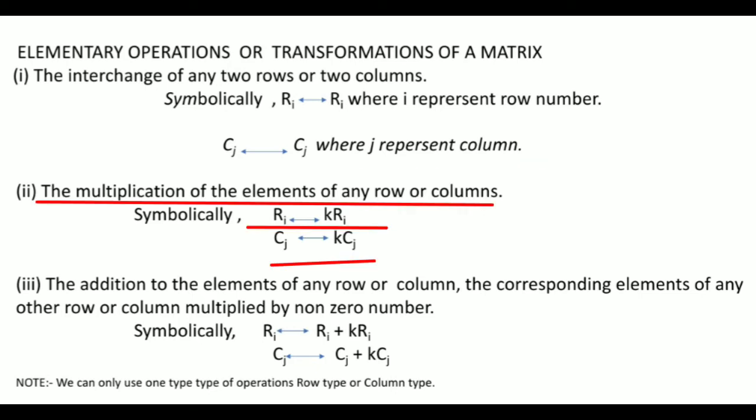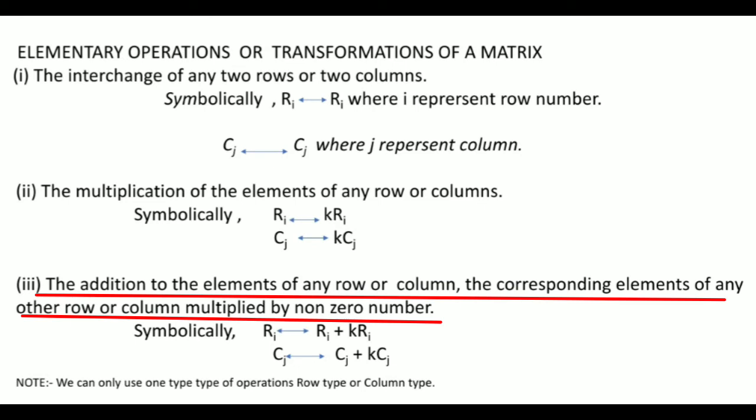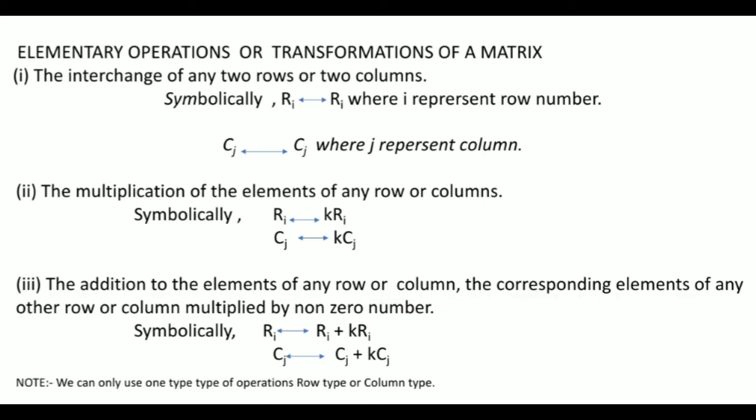The second operation is multiplication of the elements of any row or columns. By using this operation, we can multiply elements of row or elements of columns with any scalar, say k. The third operation is related with addition. We can multiply the elements of one row and add these elements to the other row. Its symbolical representation is given below. Now the question arises, why we want to study these elementary operations?